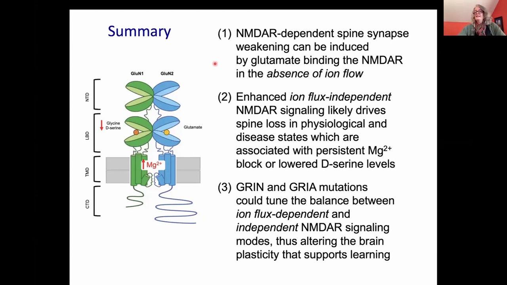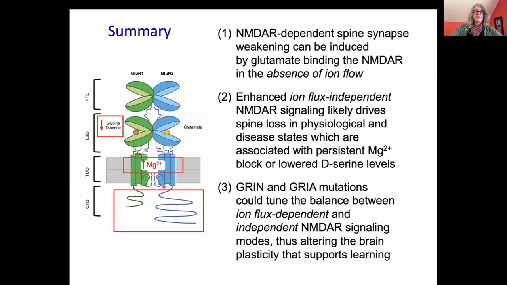So to summarize what I've told you today, NMDA receptor-dependent spine synaptic weakening can be induced by glutamate binding in the absence of ion flow. So this is an ion flux independent way the NMDA receptor can promote the loss of synapses during plasticity. And enhanced ion flux independent signaling likely drives the spine loss in physiological and disease states which are associated with persistent magnesium block or lower D-serine levels. And then mutations in GRIN and GRIA could tune the balance between these two different signaling pathways and altering the brain plasticity that supports learning.